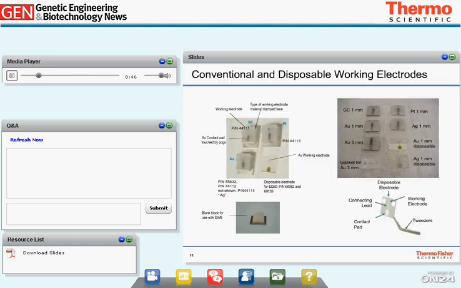Here we have a photograph of different types of working electrodes. These are available either in conventional format, where the gold is embedded in a block, for example, or in a disposable format. The disposable electrodes are microfabricated as follows.